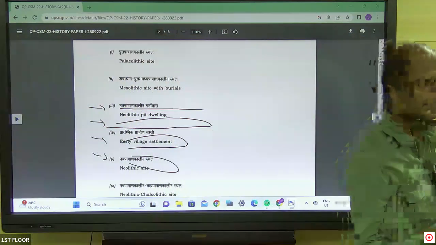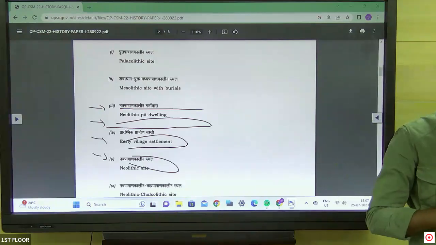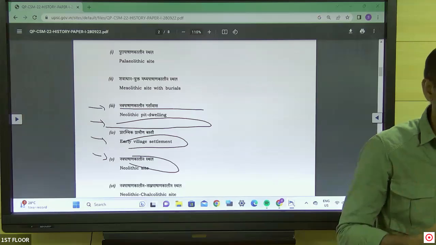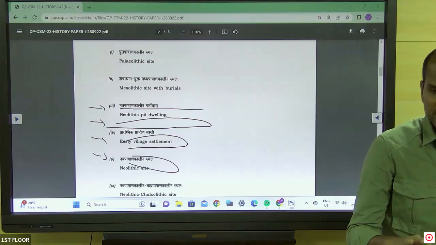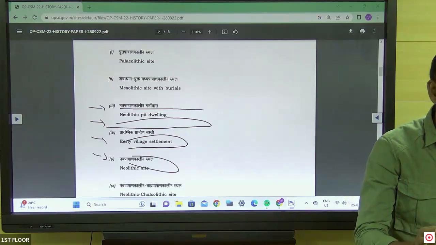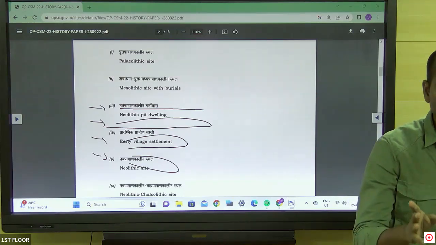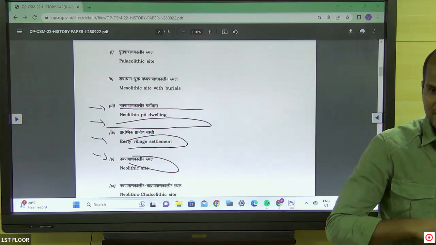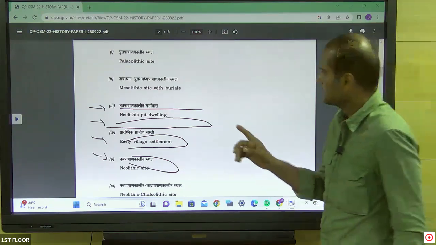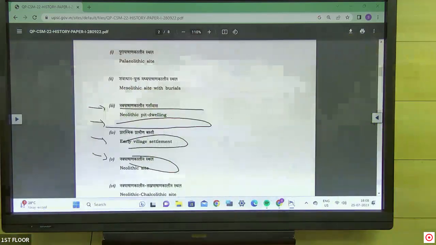This is the main first thing, the map. Normally, a student will save a lot of time in this. If you study nearly 400 places, among those only 20 to 25 places will be asked. Got it? So this is the first.